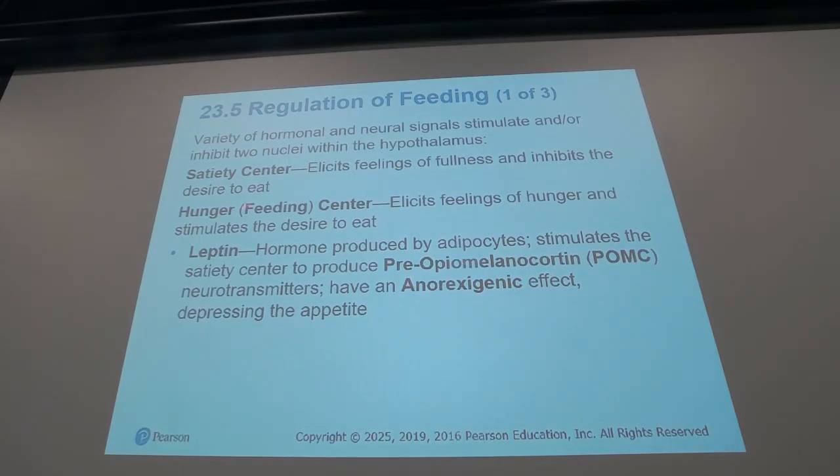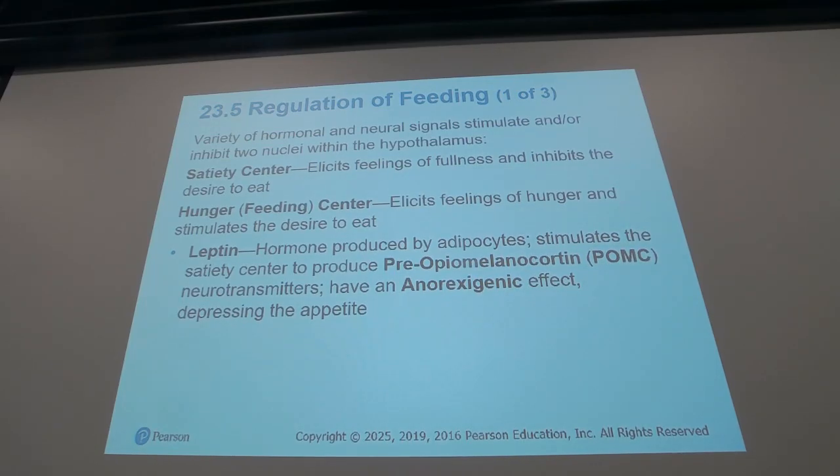Now, in hunger, we have the desire to eat stimulated, and we have the hunger center that is located in the hypothalamus. These can also be damaged by trauma, by strokes, and the person will eat but still feel hungry. So we have this feeding center, and here is the leptin I was talking about, as if it wasn't there.